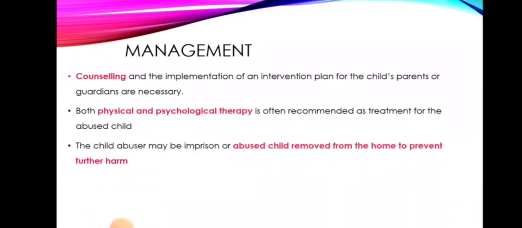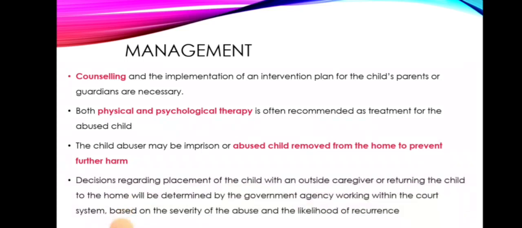Next, the child abuser may be imprisoned, or we can remove the abused child from the home to prevent further harm. Also, the decisions regarding the placement of the child with an outside caregiver or returning the child to the home will be determined by the government agency working within the court system based on the severity of the abuse and the likelihood of recurrence.